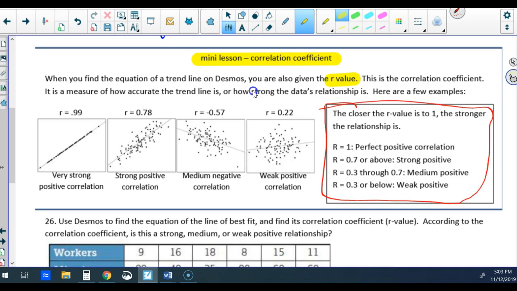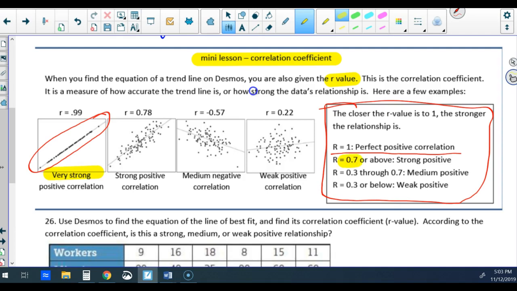The closer this r value is to 1, the stronger the relationship is. So if the r value is 1, that's a perfect positive correlation. That is like this example over here. This is almost 1. That, if you want to call it a scatter plot, is almost a perfect straight line. That is very strong, nearly perfect.